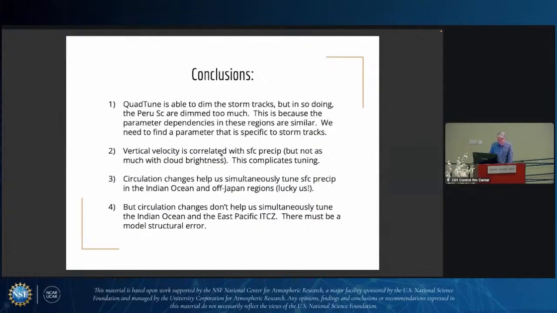So conclusions are, if we tune, we can dim the storm tracks, but in so doing, we dim the Peruvian stratocumulus too much. So we need a parameter that's more specific to the storm tracks. But in the process, we learned something about the physics, namely that the clouds in the storm track and in the marine stratocumulus regions respond remarkably similarly to each other, which was surprising to me. But then also we learned that tuning is very much complicated by circulation changes. And then we also need to deal with the Eastern Pacific ITCZ. So yeah, thanks for your attention.